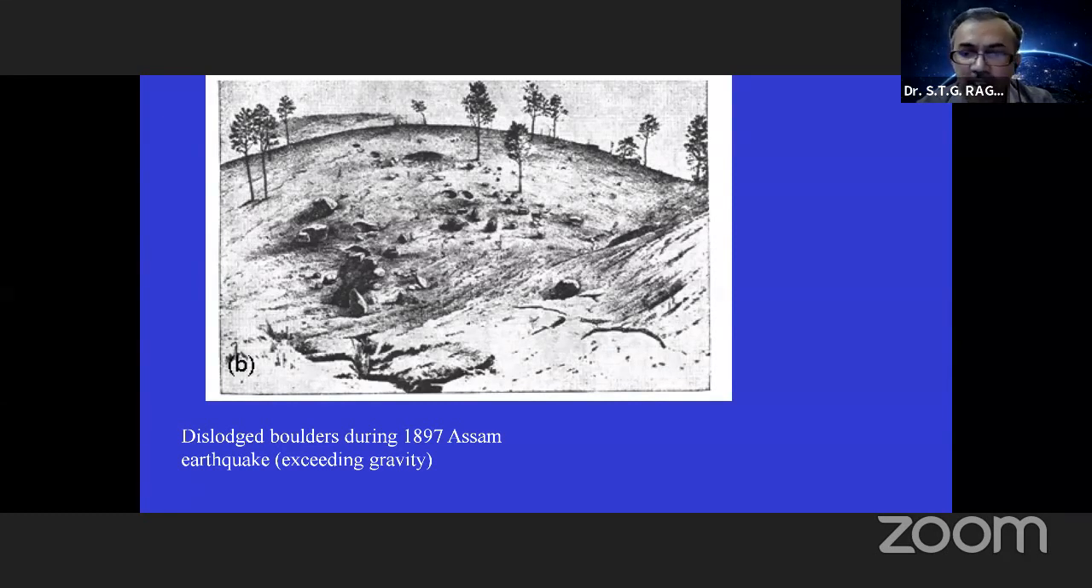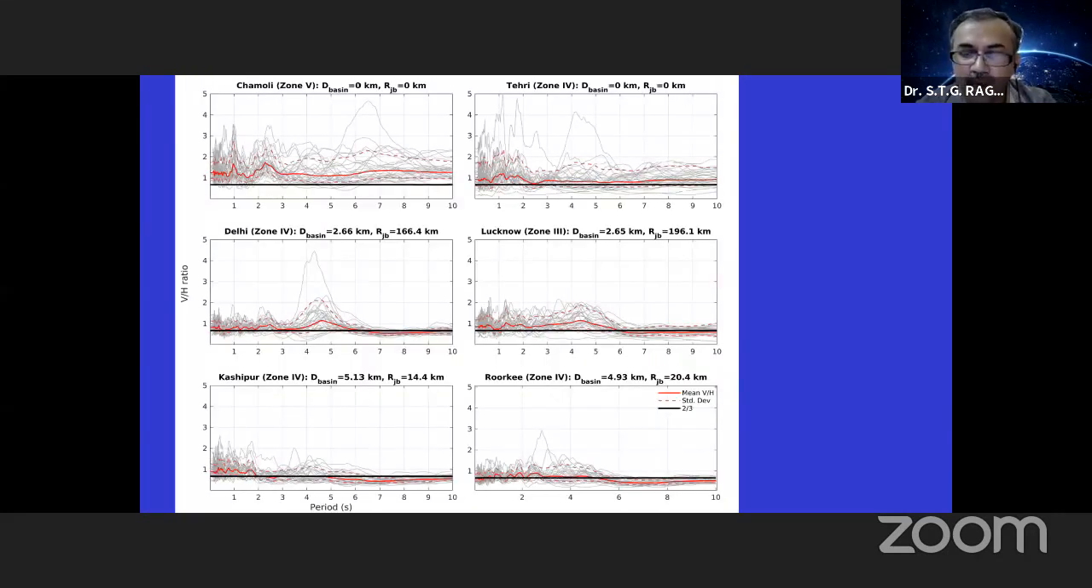Say the boulders were dislodged, actually. So they were thrown into the air, and he has reported that the vertical PGA was more than 1 times the gravity. So how to design for this and how to account for this in design is a big challenge nowadays. And not only this, we have also done some numerical simulations for large magnitude earthquakes.